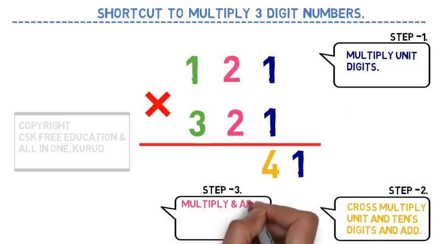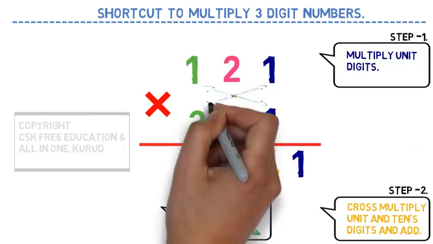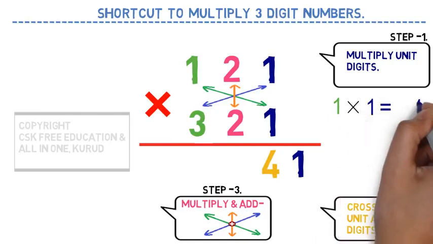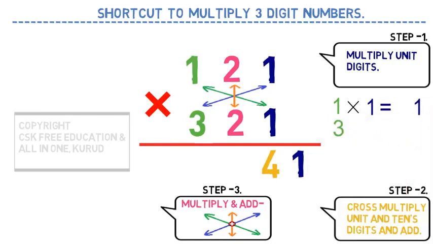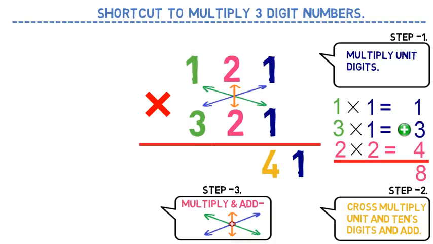This is little complex, but don't worry. As the symbol shows, we need to multiply unit digit with the hundred digit. Once again, we have one more unit digit and hundred digit, and tens digit with another tens digit. And once this is done, we need to add all this. So let's do it. We have 1 into 1. This is gonna be 1. Now 3 into 1, this is going to be 3. Now 2 into 2, this would become 4. Now add all these 1, 3 and 4. The sum is 8. This is the hundreds digit of our answer.